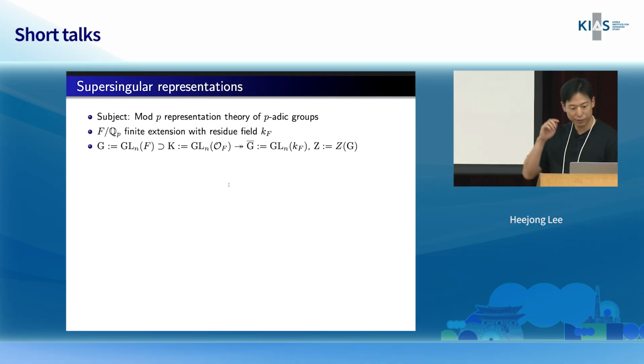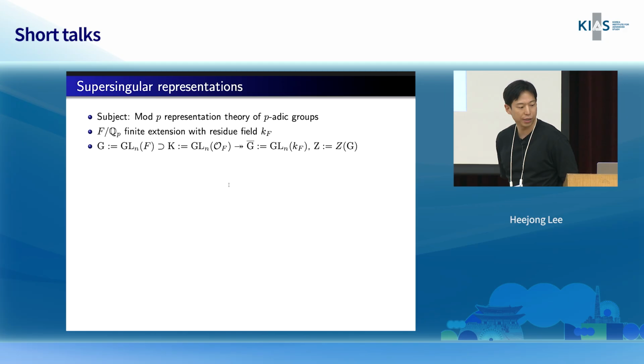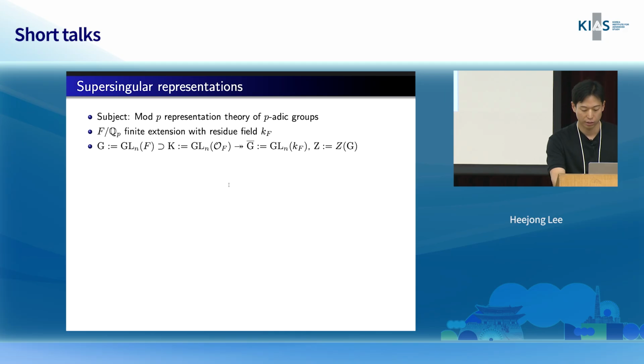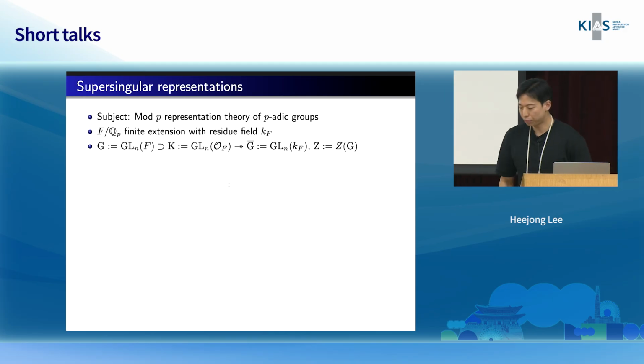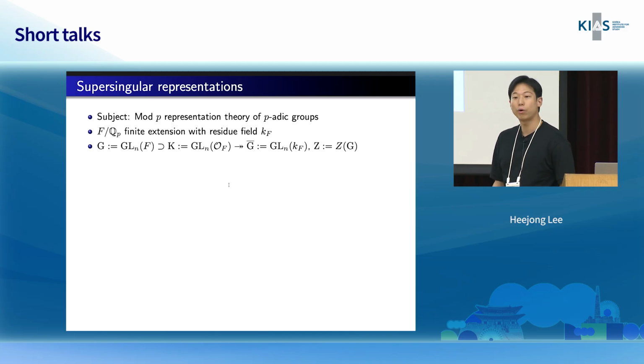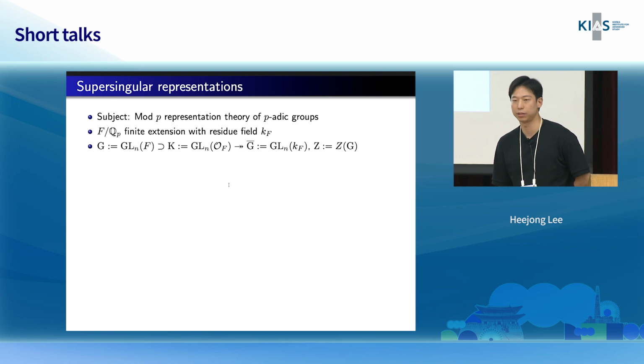So let me fix some notation. F will be a finite extension over Q_p. And I'll write G for GL_n(F), and K for the maximal compact, G bar for the finite quotient, and Z will be the center. So mod p representation theory of p-adic groups, part of it is quite parallel to the complex theory, but also part of it is very different from the complex theory.